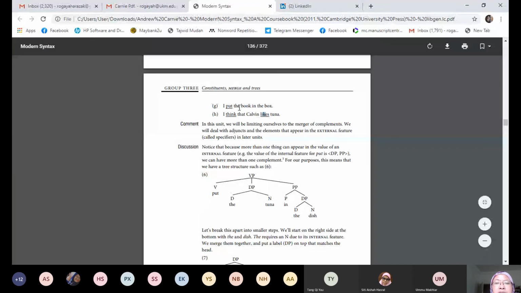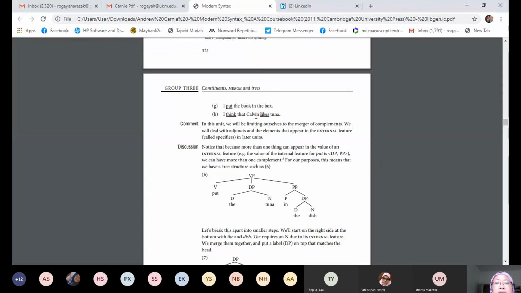The book is a complement, and in the box is a complement. I think that Kelvin eats the tuna. This is a bit tricky, because can we say that? I think that, full stop? No. Can I say I think that Kelvin? No, it's incomplete, right? So you must have I think that Kelvin likes tuna.